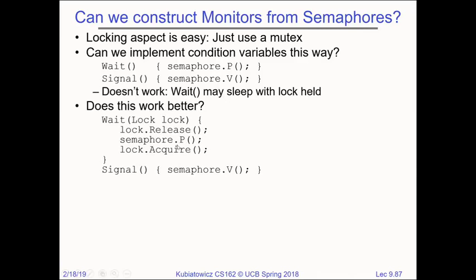Does this work better? Lock.release, semaphore P, lock.acquire, and then signal is semaphore V. Is this a better one? Now notice that we make sure to release the lock and then go to sleep, and signal does a V to wake us up. Does this work? How many people think this works? A couple of you. How many people think it doesn't work? Ooh. You want to give it a stab? Anyone want to tell me why?